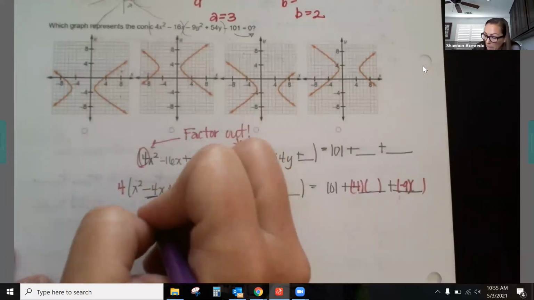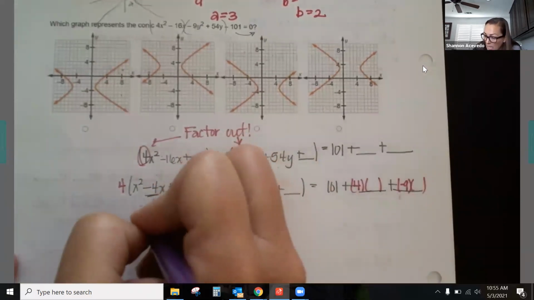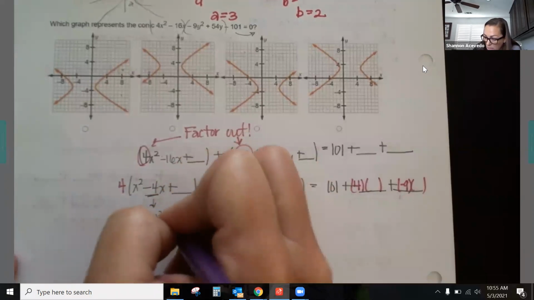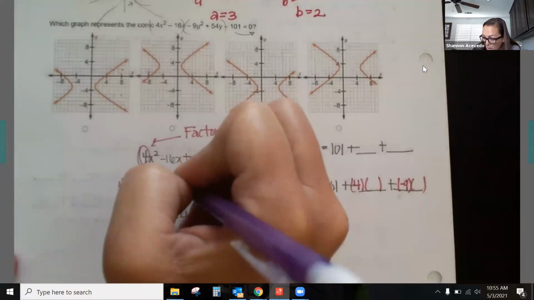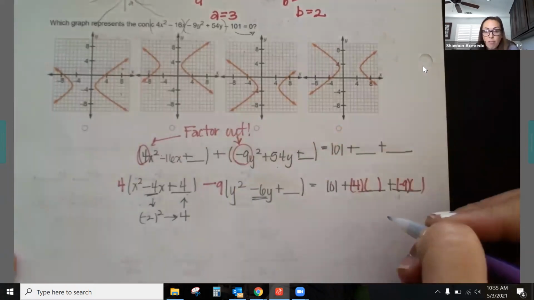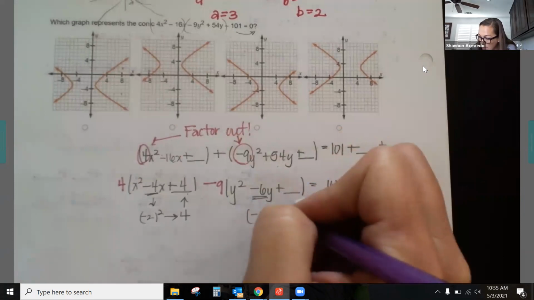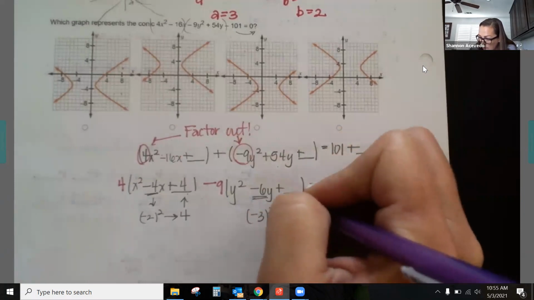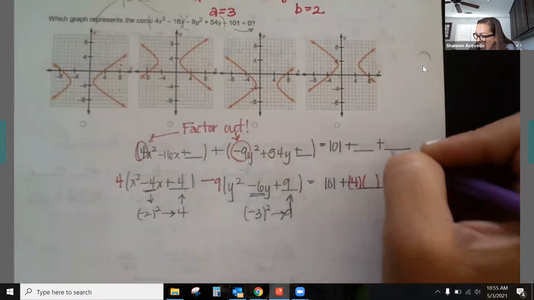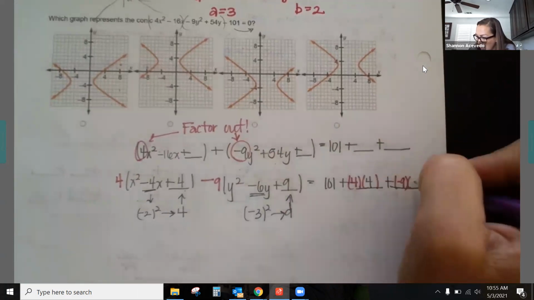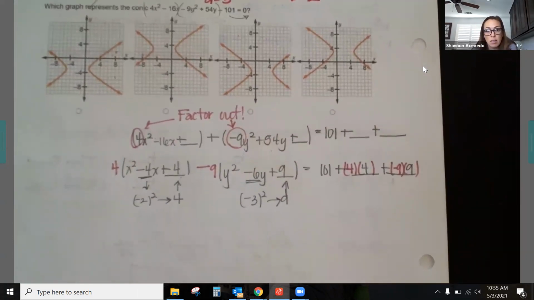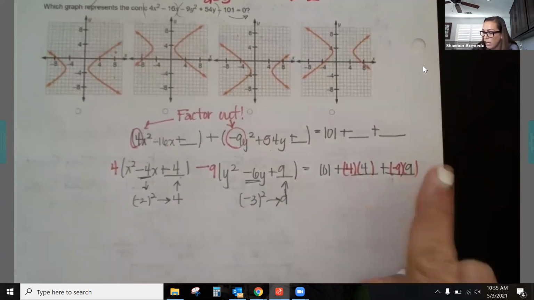I take this number. Half of negative 4 is negative 2. Negative 2 squared is 4. Half of negative 6 is negative 3. Negative 3 squared is 9. So I have a 4 and a 9. So I plug it in, a 4 and a 9.